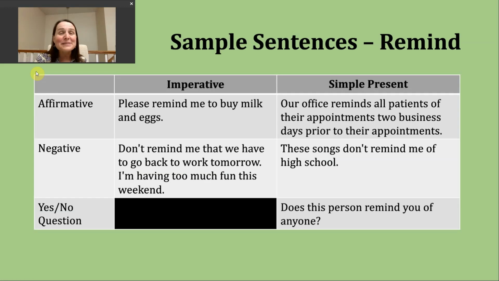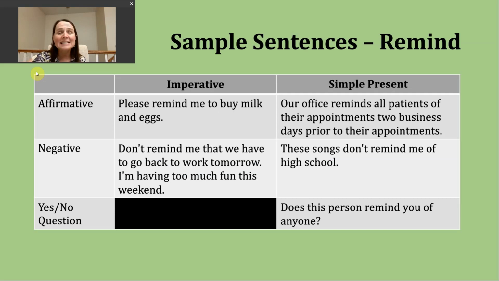Now let's continue using our verb of the day in a couple different tenses. Today we're going to practice the imperative and the simple present. Let's start with the imperative. The imperative is really a command. We're telling someone to do some action or maybe not to do a particular action.